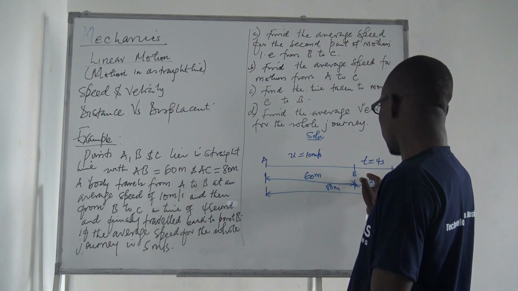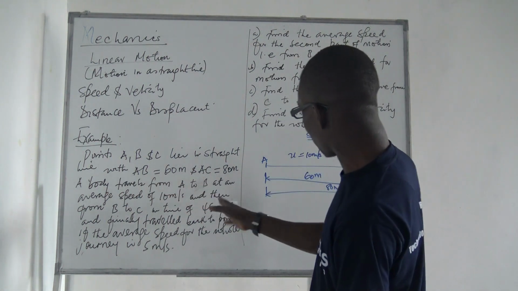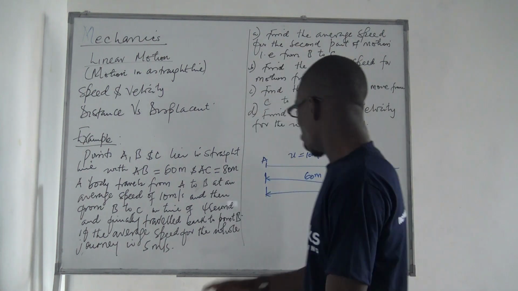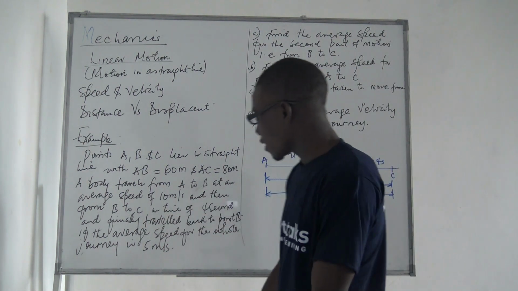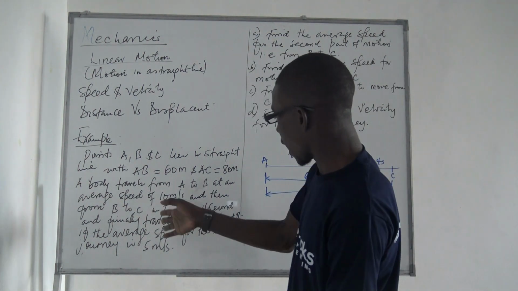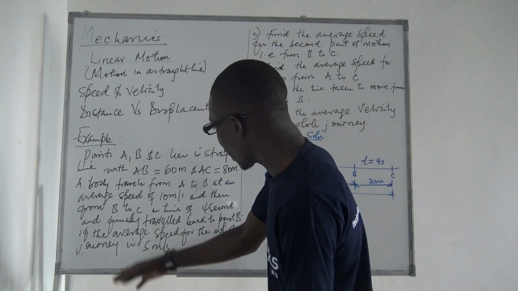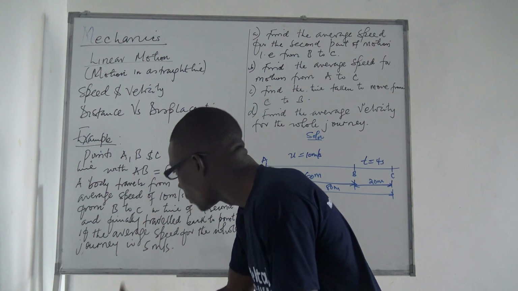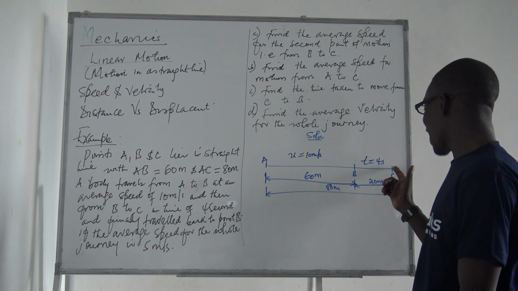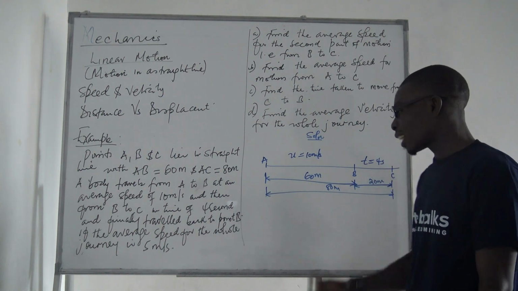So this plus that gives the total of the 80. And they said the body traveled from A to B with the average speed of 10. And then what happened next? It traveled from B to point C, and that is in a time of 4 seconds. Is that okay? And then they said it finally traveled back to point B. This body, after reaching point C, decided now to move back to point B.